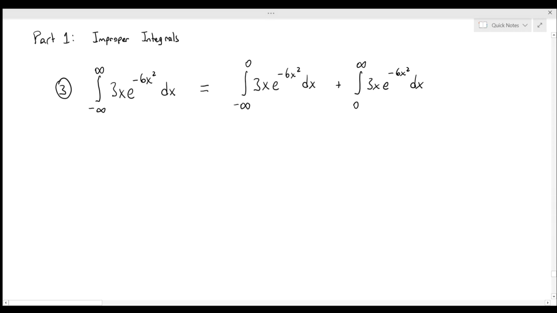It's not that important that you use 0 for the place where you're splitting it. But 0 is usually a really nice number to go with, so you may as well just always do it this way. Now the way this is going to work then is you have 2 improper integrals.